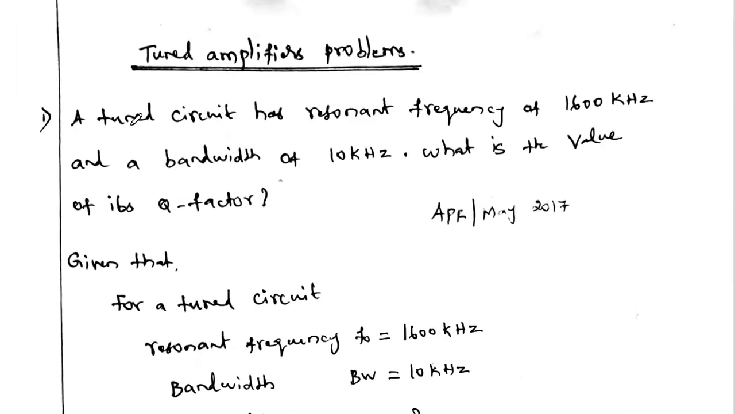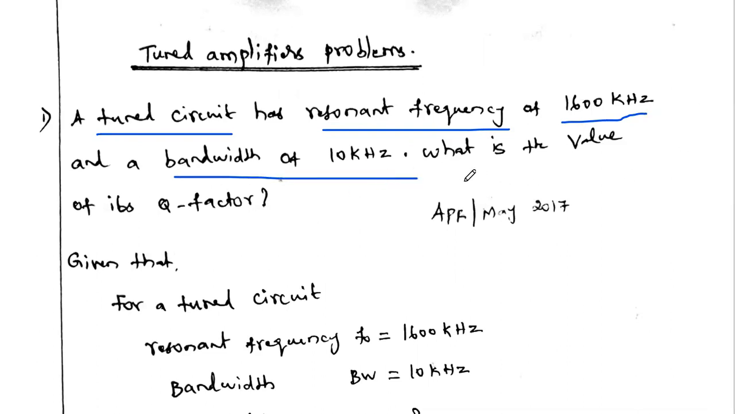The first question: a tuned circuit has a resonant frequency of 1600 kilohertz and a bandwidth of 10 kilohertz. What is the value of its quality factor? Okay, this is the question.